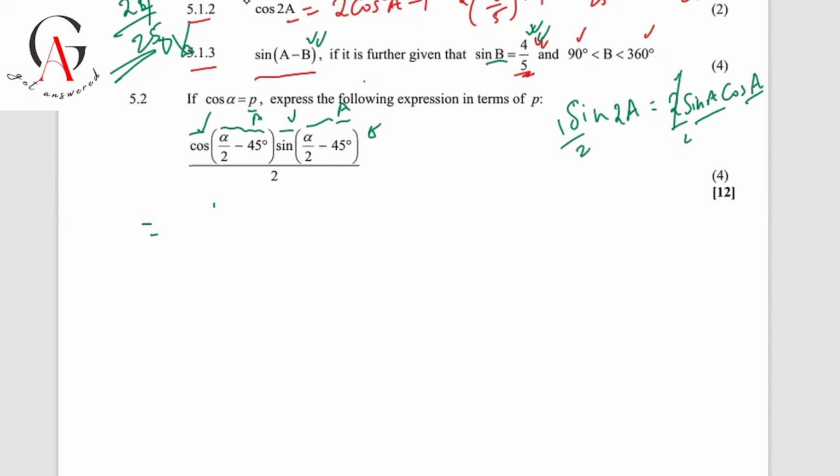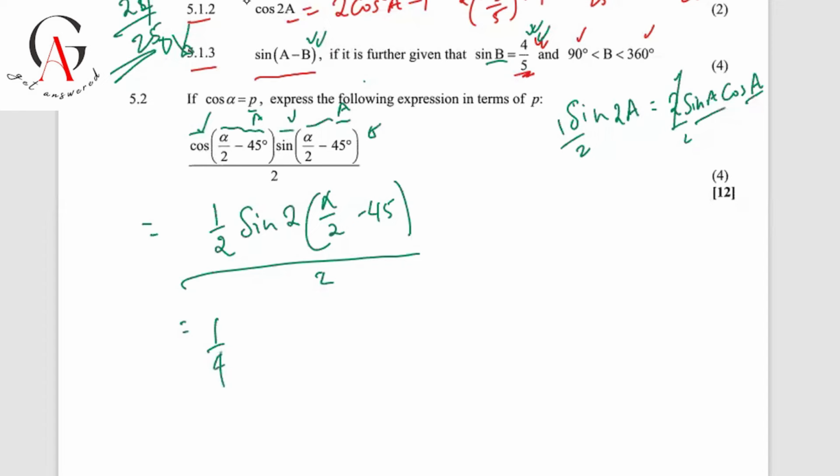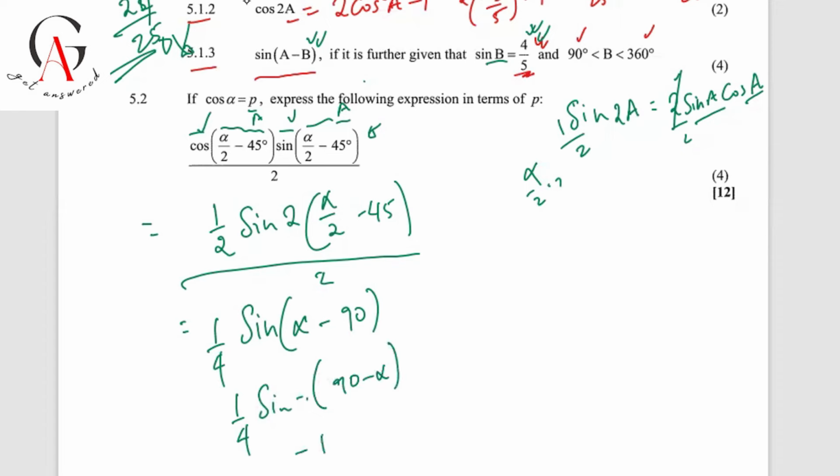So I'm replacing this with a half sine 2, but my a is alpha over 2 minus 45. I'm dividing this by 2. So a half divided by 2, I'm going to end up with a quarter. This is the sine of, let me open this up. Alpha over 2 times 2, I'll be left with just alpha, 2 times 45, that's 90. Let's factor out the negative sign. So sine negative, that's going to be 90 minus alpha. Take the negative that side. We shall have the sine of 90 minus alpha.